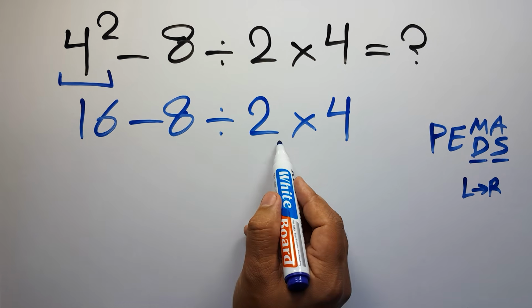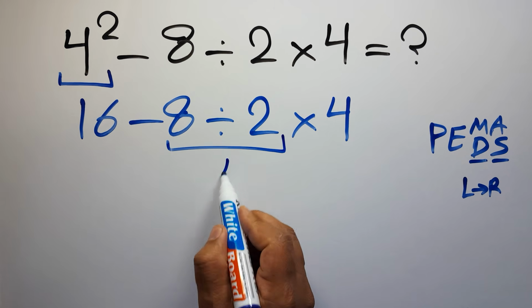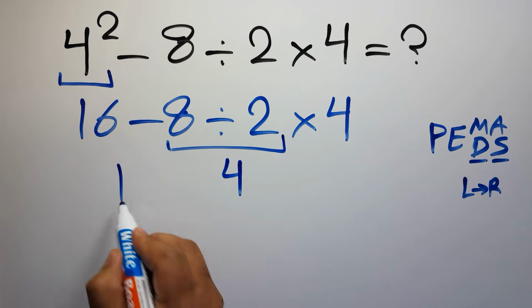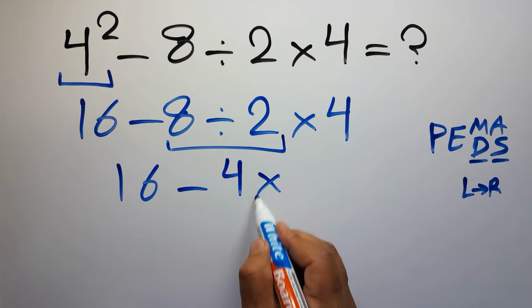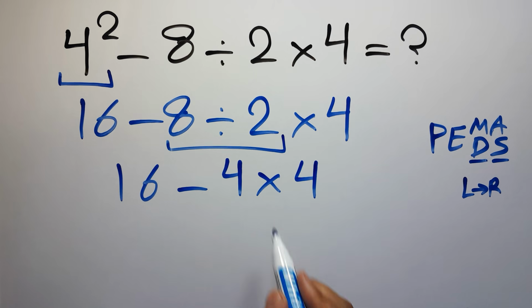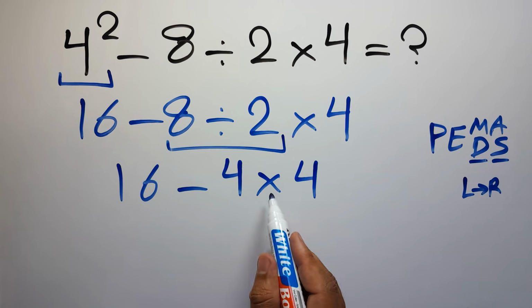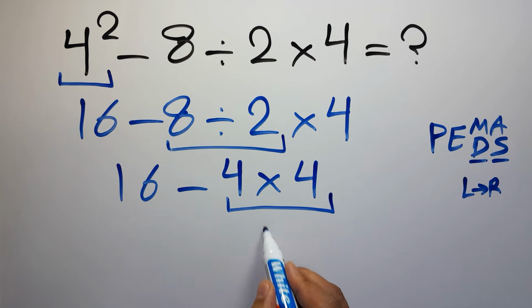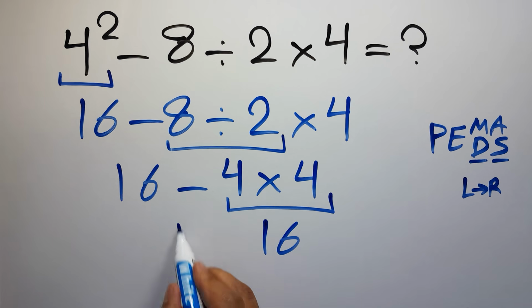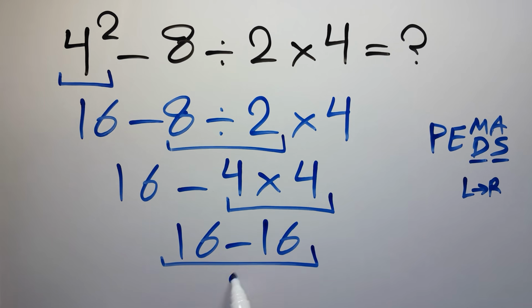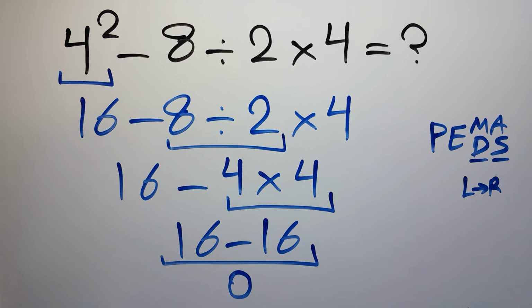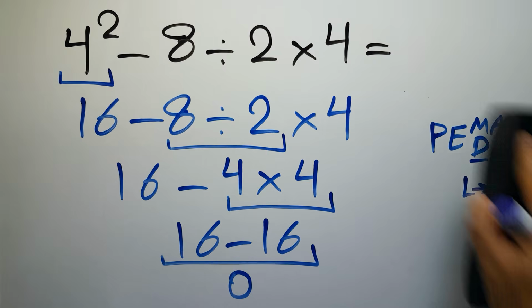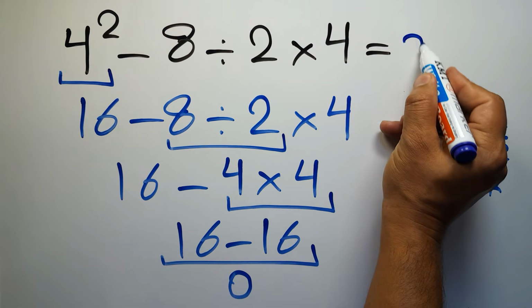Okay, 8 divided by 2 gives us 4. So we have 16 minus 4, then times 4. Now we have to do this multiplication. 4 times 4 equals 16. So we have 16 minus 16, which equals 0. And this is our final answer to this problem. The correct answer is 0.